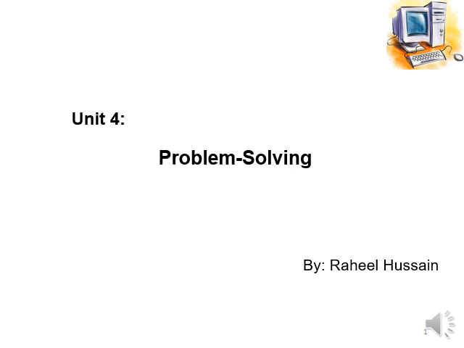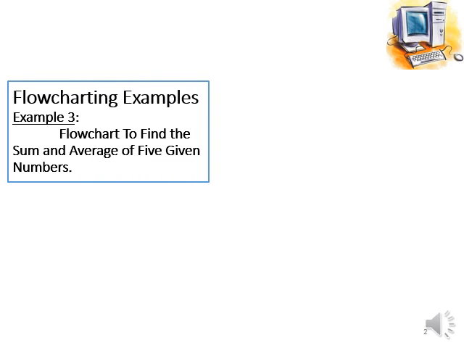Students, we are in unit 4, that is problem solving, and we are studying flowcharting examples. In today's lesson we will solve the next two flowcharting examples. Flowcharting examples, example number 3. Flowchart to find the sum and average of 5 given numbers.